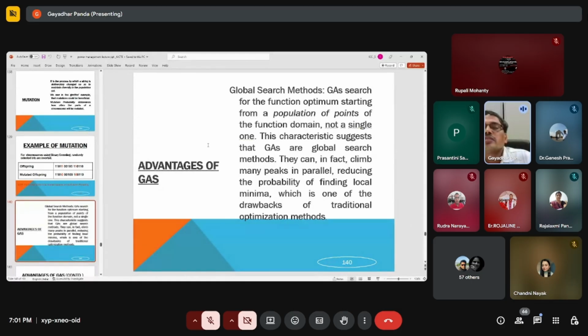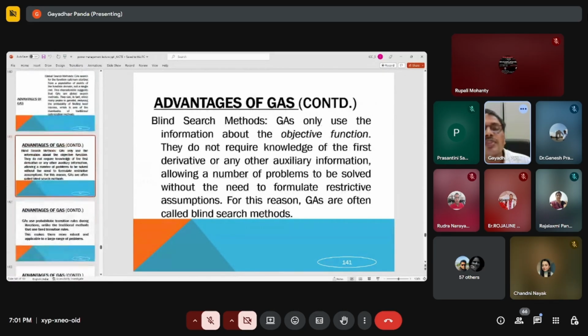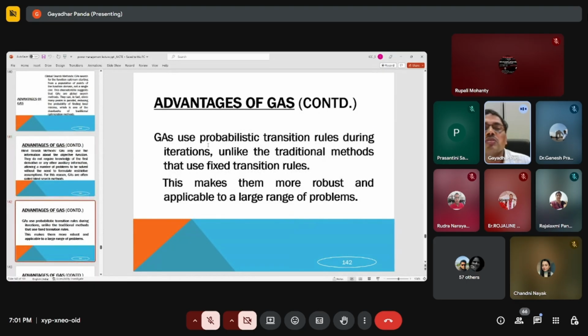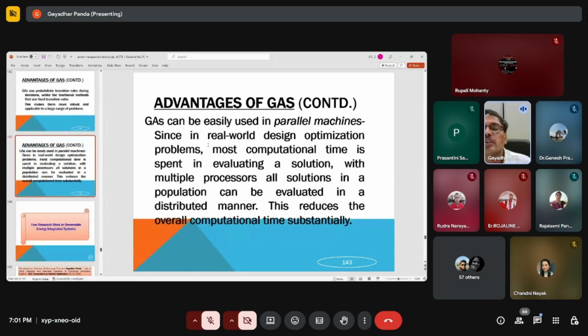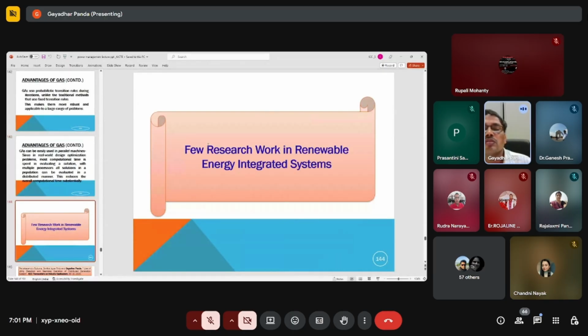These are the advantages of the GA, that is the global search methods. GA searches for the function optimal starting from a population of points of the function domain, not a single one. This is a blind search method, no doubt, and what other advantages? It is a parallel machine since the real world design. Okay.